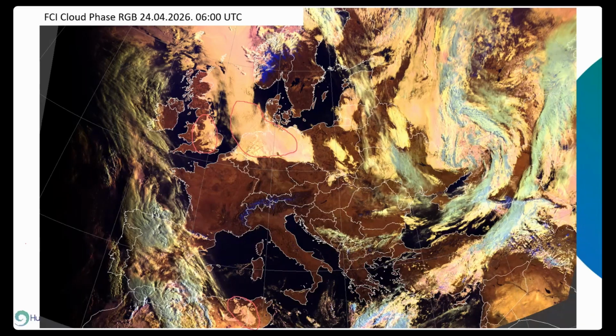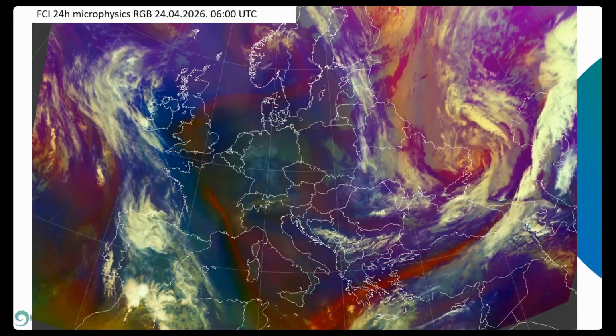So to see the situation, we not only can see the clouds, as you know, we can also see the different air masses in the air mass RGB. And now, if we look at the air mass RGB, we can see the tropical air mass, the polar air mass. We can see where the atmosphere is drier, the air mass is drier.